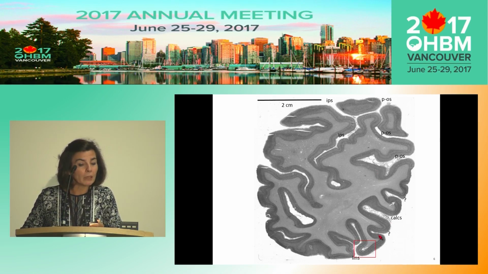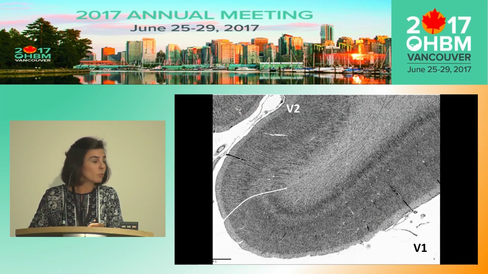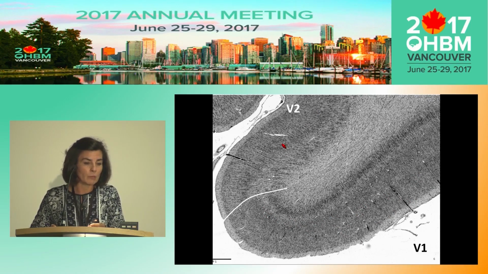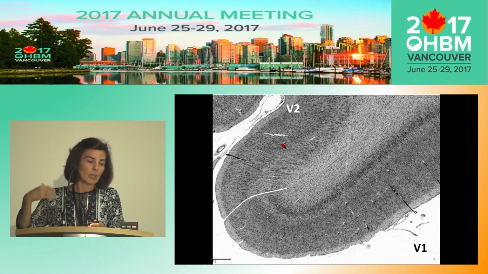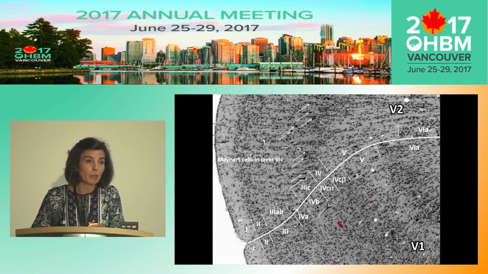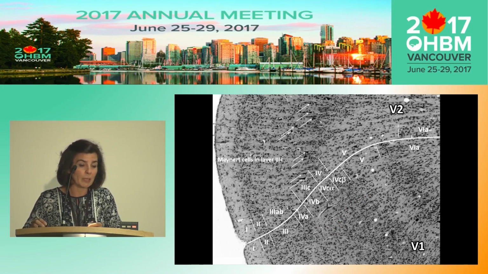If we now zoom in to this area highlighted with the red box, which is the position at which in this section the border between V1 and V2 is, at a higher magnification you can see here on the surface of the brain, the medial surface, we've got V1, and going into the lingual sulcus, we've got V2. If we go into an even higher magnification, you can see in V1 the subdivisions of layer 4, which are characteristic for this area. It's the only brain area in which layer 4 can be subdivided.